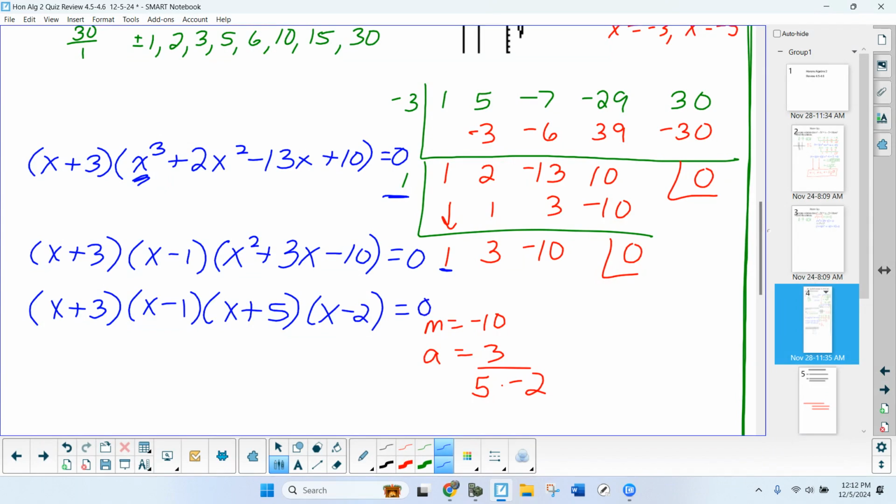When you set them all equal to 0, what do you get? Negative 3, 1, negative 5, 2. Did you get all 4 zeros? It's a good problem to do too.